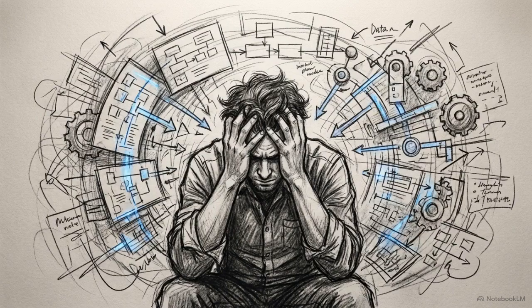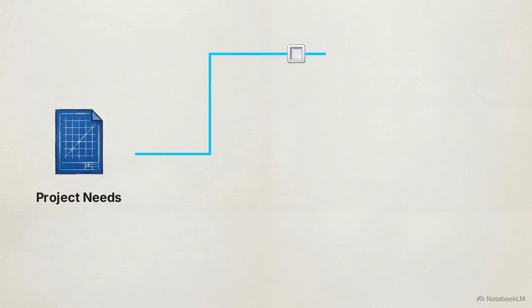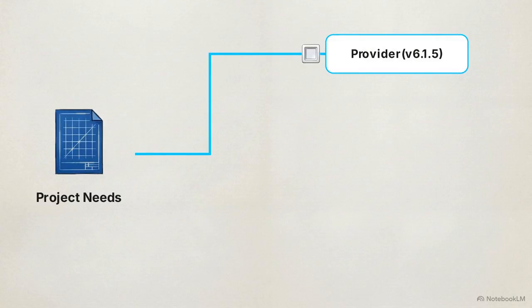To end the analysis paralysis, you have to stop evaluating packages based on hype and map your choice directly to your project constraints. This flowchart maps out the ideal paths. If you are a solo learner or building a quick MVP, follow the path to local state and simple providers. You avoid fighting third-party abstractions and get to market faster.